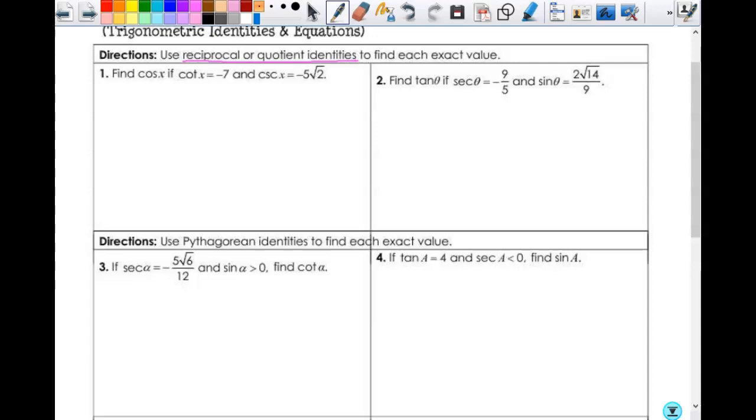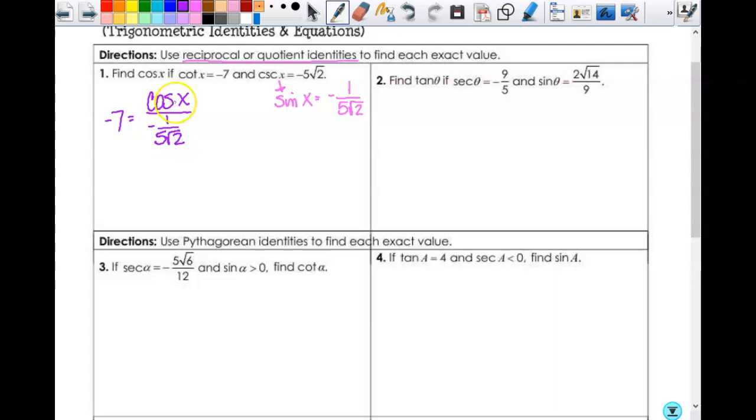I'm looking for cosine. I have cotangent and I have cosecant. Well, I know cotangent is cosine over sine, and I know that cosecant is the reciprocal of sine, so sine x would be equal to negative 1 over 5 square root of 2. Knowing that, I don't care that it's not rationalized because it's not the end part of my question. So cotangent, which is negative 7, is cosine, which I don't know, over sine, which is negative 1 over 5 square root of 2.